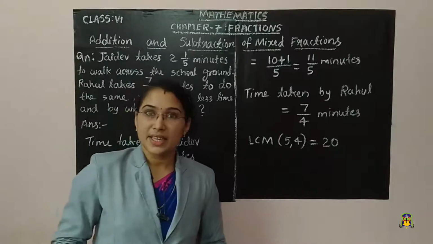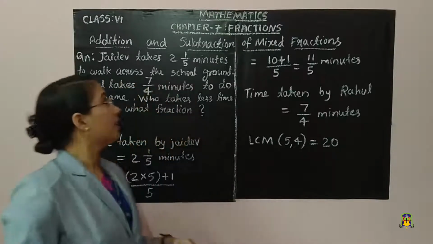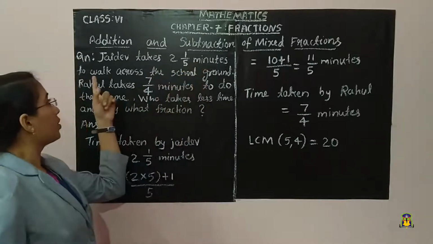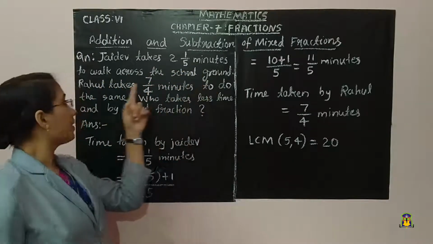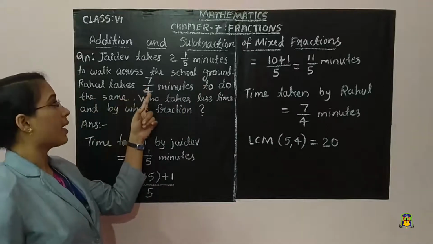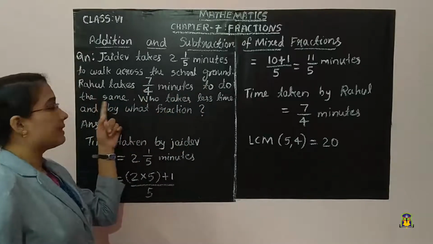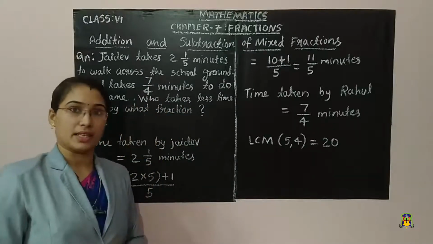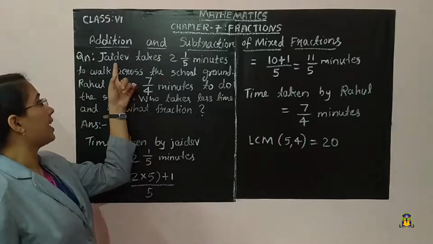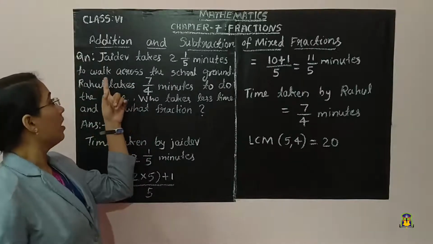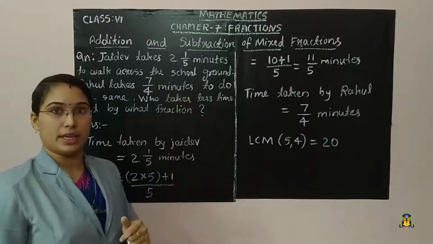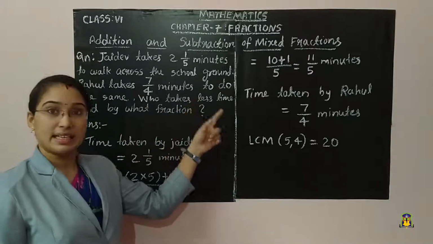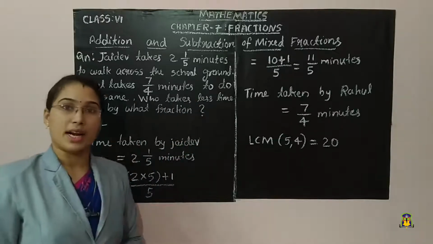Okay. Next we can discuss another question. Here Jaydev takes 1 by 5 minutes to walk across the school ground. Rahul takes 7 by 4 minutes to do the same. Who takes less time and by what fraction? So in this question, Jaydev and Rahul walk across the same school ground with a different time. We want to find out who takes less time and by what fraction.